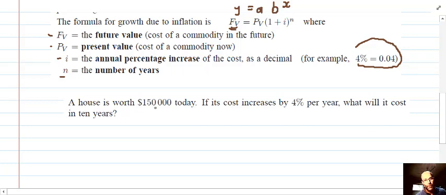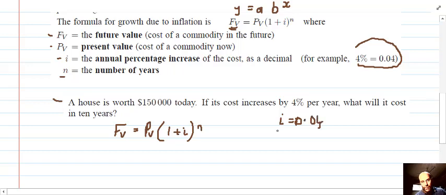So a house is worth $150,000 today. If it increases by 4% per year, what will it be worth in 10 years? So future value is the present value times 1 plus I to the n. Okay, we've got I is 0.04 and present value is $150,000.